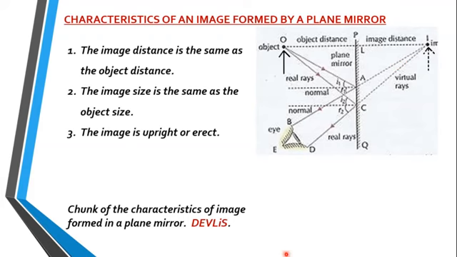Okay, let's look at the fourth characteristic. I said the image is virtual. Good. We'll just look at what a virtual image is. A virtual image is an image formed by the apparent intersection of light coming from an object. So it's virtual. It cannot be formed on the screen.